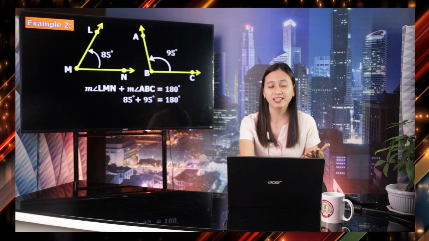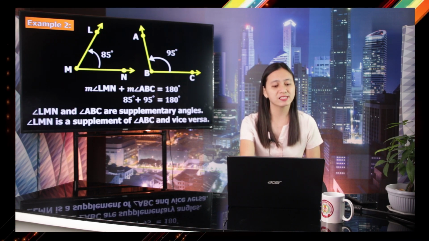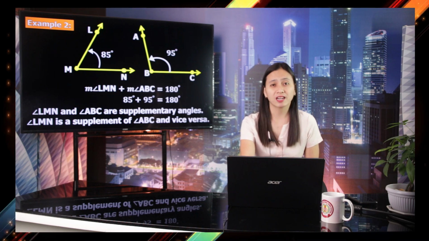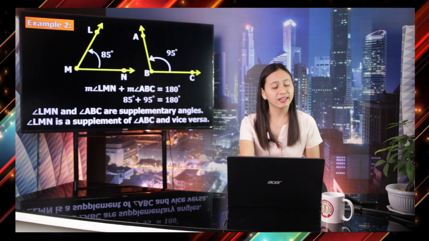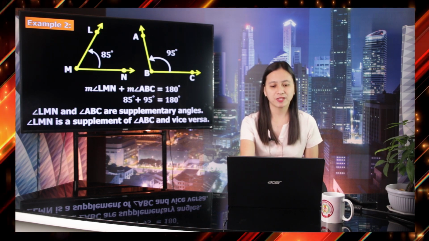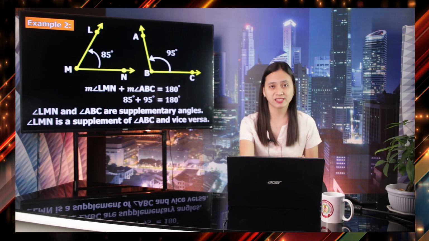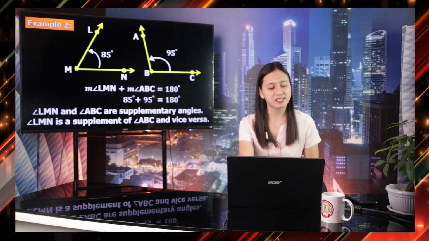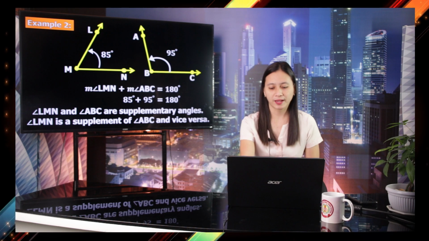So we can say that angle LMN and angle ABC are supplementary angles. Or angle LMN is a supplement of angle ABC. Or again, we can interchange the statement, angle ABC is a supplement of angle LMN.